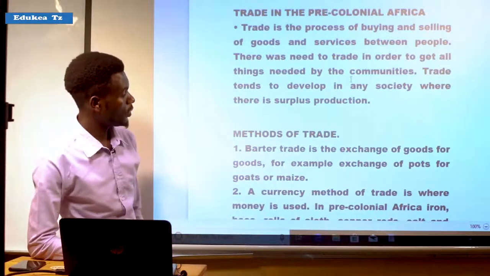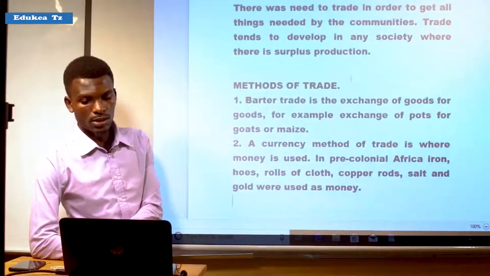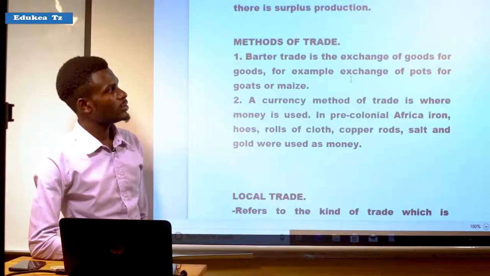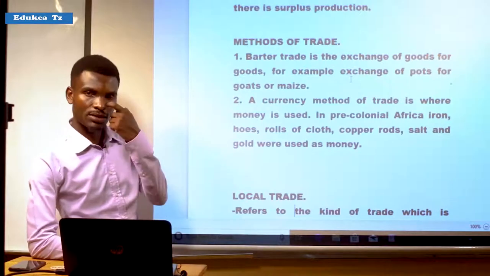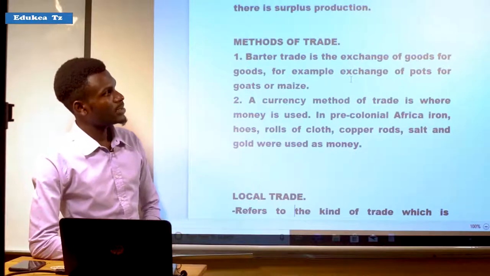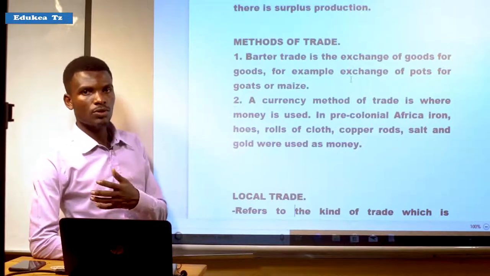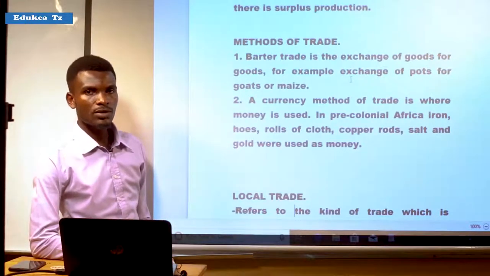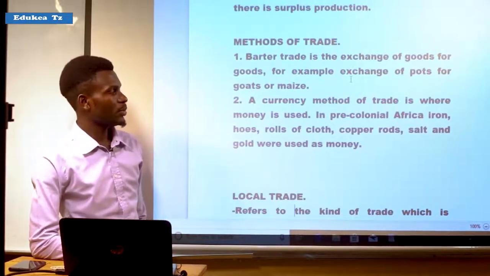Let us see the methods of trade which were used in pre-colonial Africa. The first one was barter trade, the system of exchange of goods for goods. For example, exchange of pots for goats or maize. Somebody could bring goods and you exchange them with other goods. For example, the Maasai could bring cattle and exchange them for maize or iron equipment.